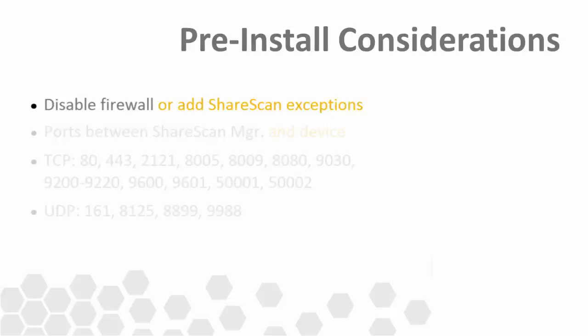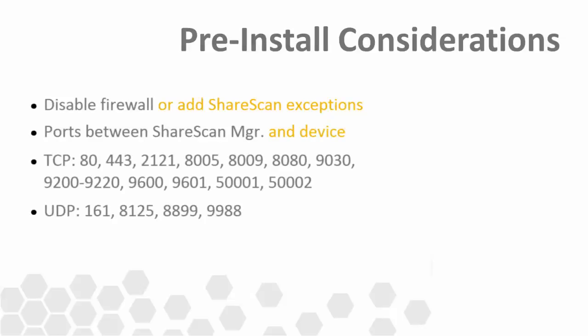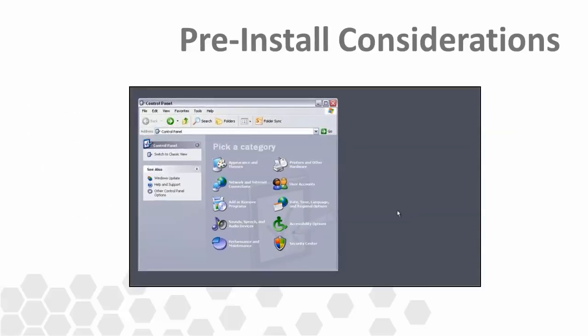Continuing on with our port discussion, you should either disable the local Windows firewall altogether or add the appropriate ShareScan exceptions listed in the installation guide. As mentioned earlier, here is the list of TCP and UDP network ports that need to be open between the ShareScan Manager PC and any of its connected MFP devices. This is important at customer sites who have larger networks with routers, switches, and other hardware or software firewalls that may block these ports. Here we can see how to quickly disable the Windows firewall through the control panel.